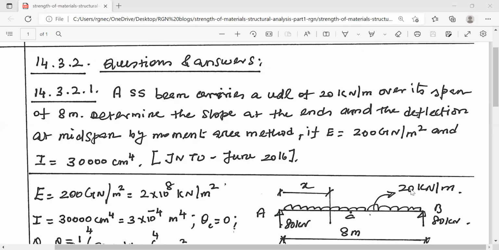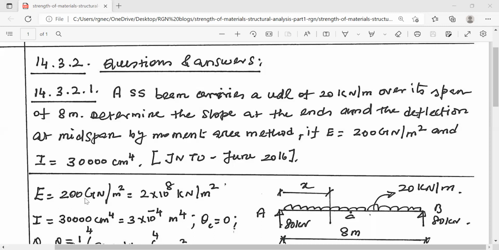Obviously, we are not supposed to calculate the deflection by using the formulae. We have to calculate the deflection from first principles by using Mohr's moment area theorem. The value of E is given in giganewton per meter square and moment of inertia is given in centimeter to the power 4. We have to convert these into kilonewton per meter square and meter to the power 4 respectively.